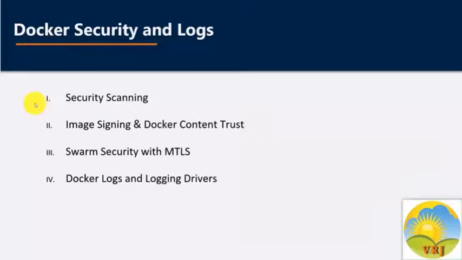First topic is about the security scanning, which is run on images to check for any vulnerabilities. Image signing and Docker content trust, which is for verifying the authenticity of the images. Security in swarm communication is provided through mutual TLS or MTLS. We will also look at the logging options provided by Docker and how to use them with containers and services.